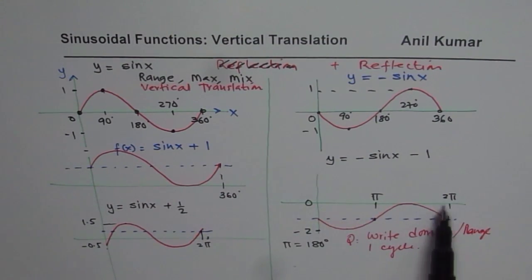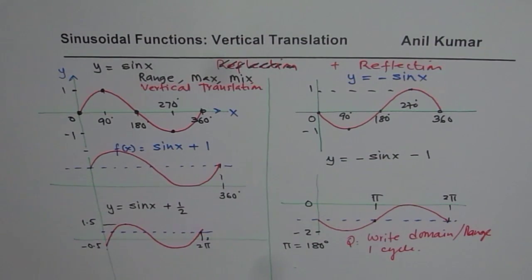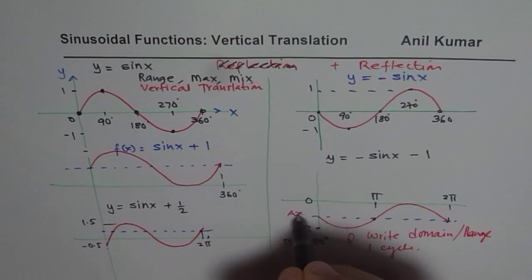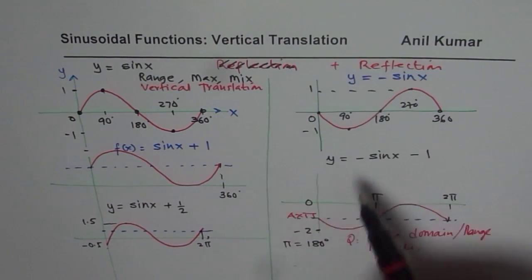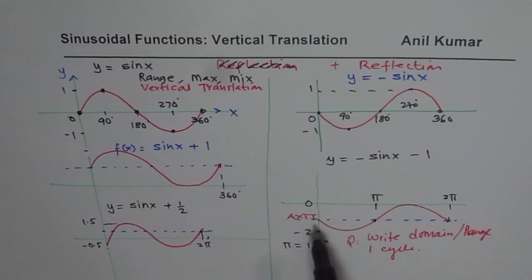So the domain of one cycle is 2 pi in our cases. However, the range is changing since we are working on vertical translation. So whenever you do vertical stretch or vertical translation, the range will change, not the domain. That is important to understand. The other thing which changes along with the range is the axis. So always when you're doing translations, the axis is changing and range is changing.